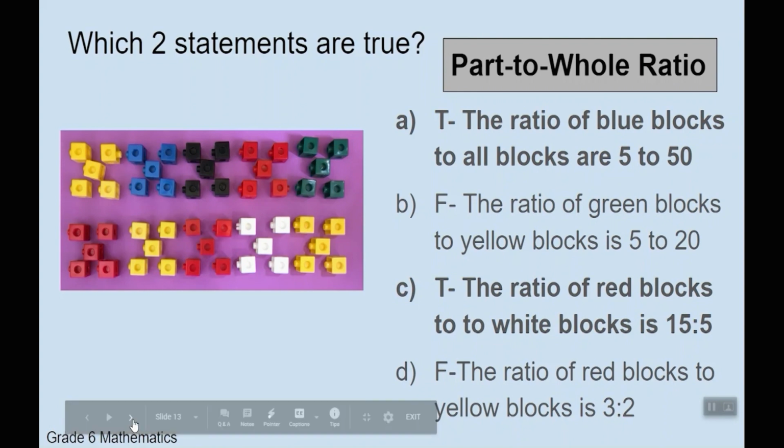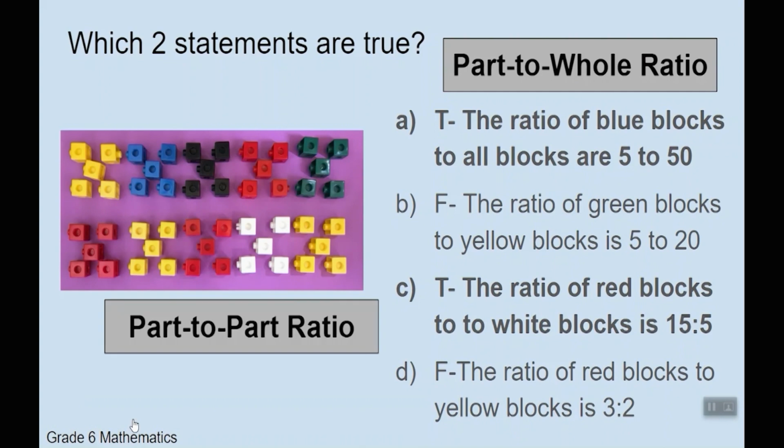C is also true. There are 15 red blocks and 5 white blocks. The ratio of white blocks to red blocks is 15 to 5. We call this a part-to-part ratio because we are comparing 2 parts of the set.